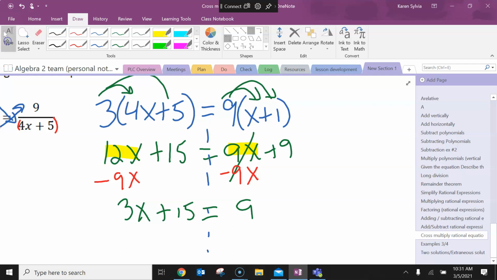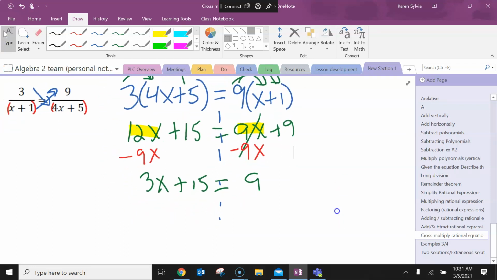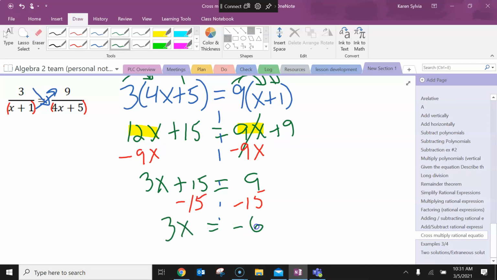Now I continue as I did in example 1 to get x alone. So the next step, getting x alone, would be to subtract 15 from both sides, giving me 3x on the left and negative 6 on the right. And my very last step is to divide by 3, so I get x equals negative 2.